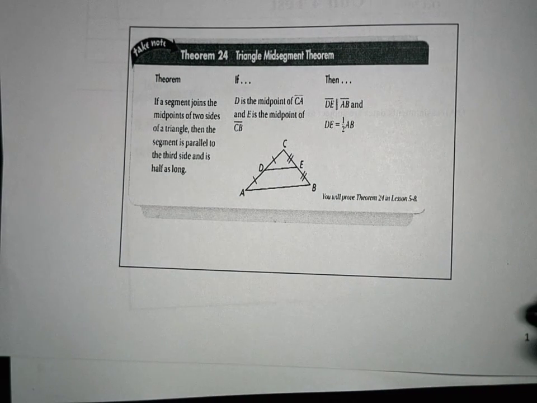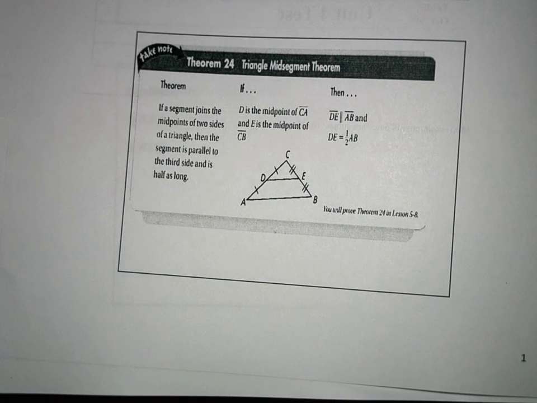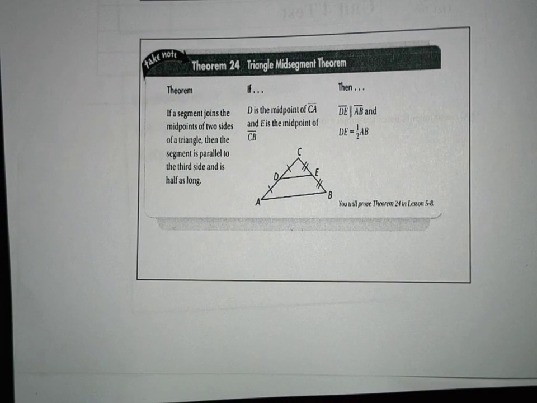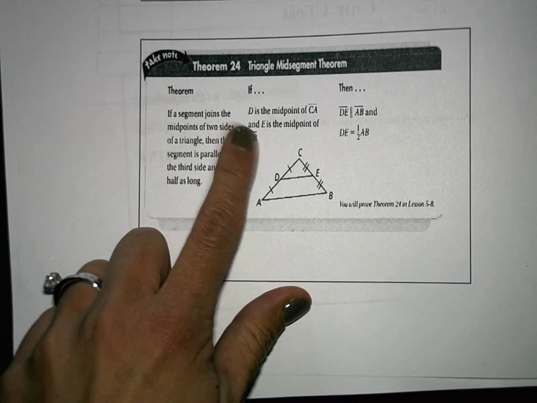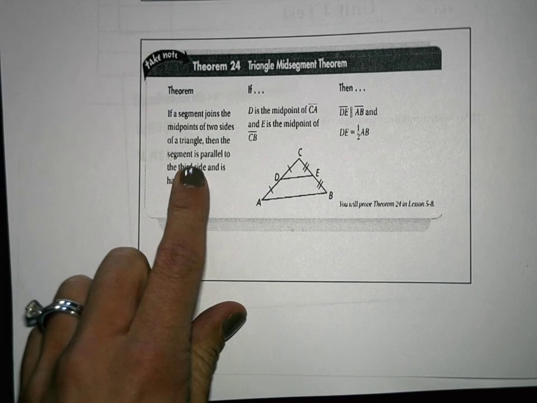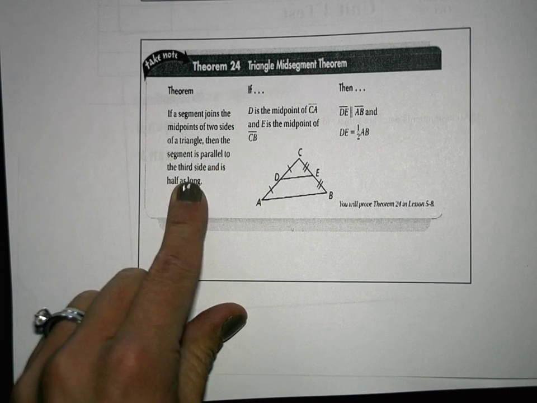we are going to look at the theorem. Okay? And so I'm going to read this to you and kind of talk through what's going on while you're not talking. Okay, so if a segment joins the midpoints of two sides of a triangle, then the segment is parallel to the third side and it's half as long.